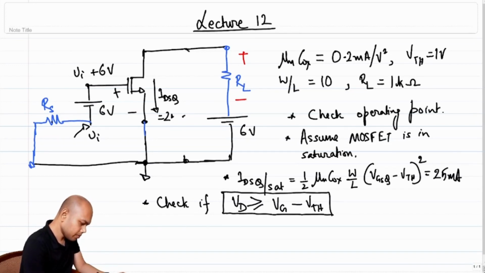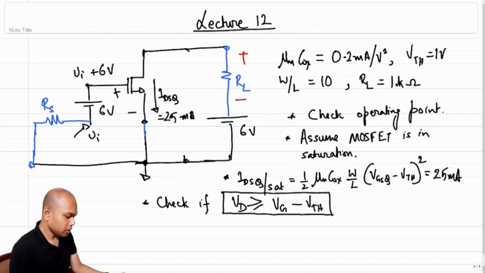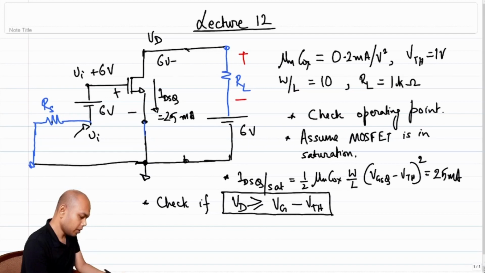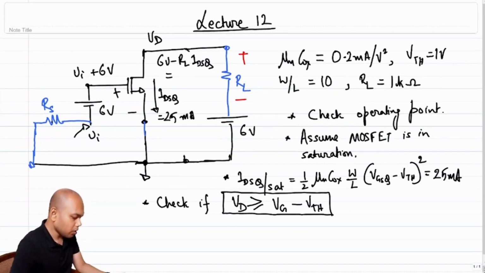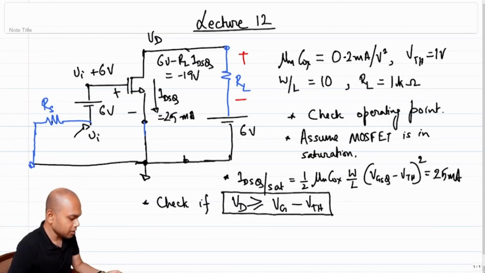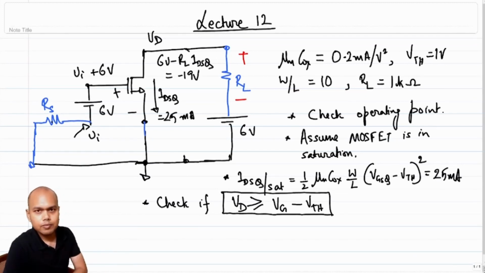So this is 25 milliamps, right? If we assume IDSQ is 25 milliamps and you have a battery of 6 volts, what is the drain voltage VD now? You have 6 volt minus RL times IDSQ. RL is 1 kilo ohm, IDSQ is 25 milliamps. Essentially 6 volt minus 25 volts, that is minus 19 volts. So clearly this is not in saturation. Not only that, this is telling us that the drain is below ground, which clearly is not possible, right?